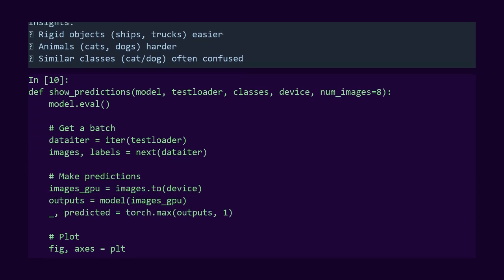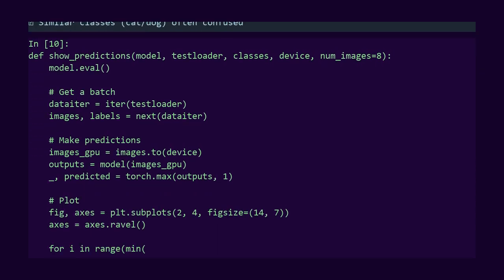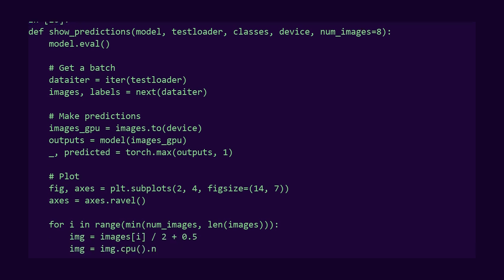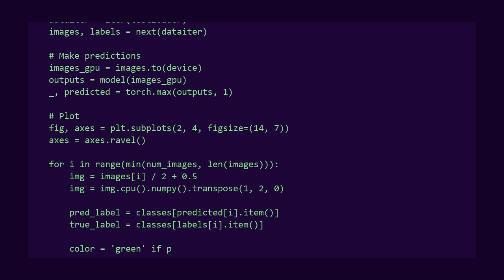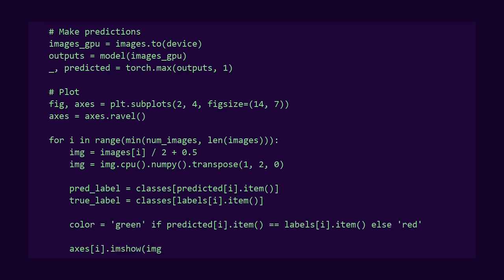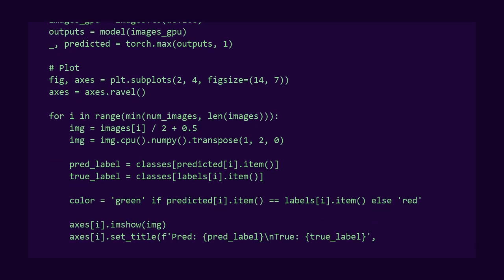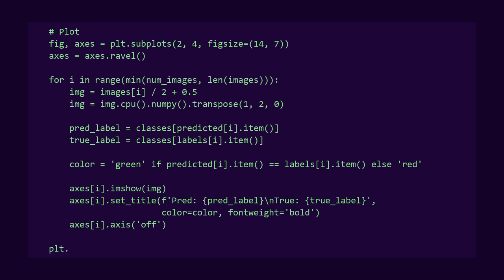Look at these predictions. The model correctly identified this car, this frog, this plane. Amazing! Even with 32 by 32 pixel images, the CNN learned to recognize objects.